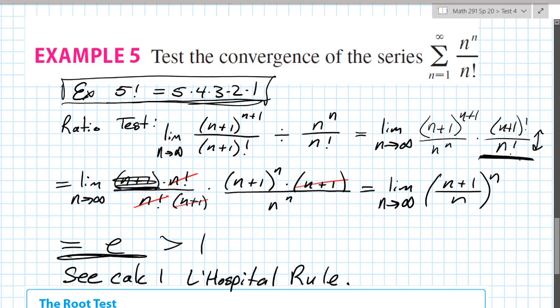e is greater than 1, so what that means is this fails the ratio test, and now we have a series that is divergent.